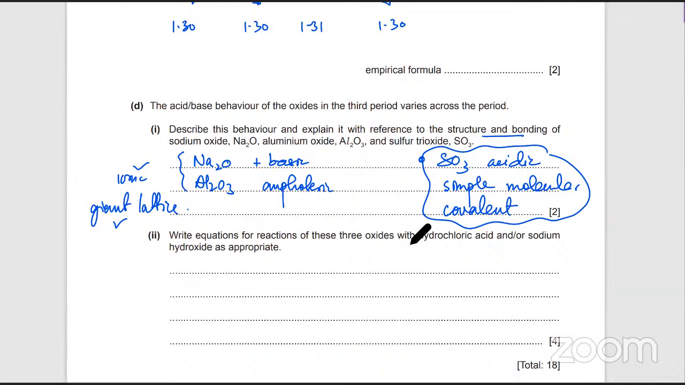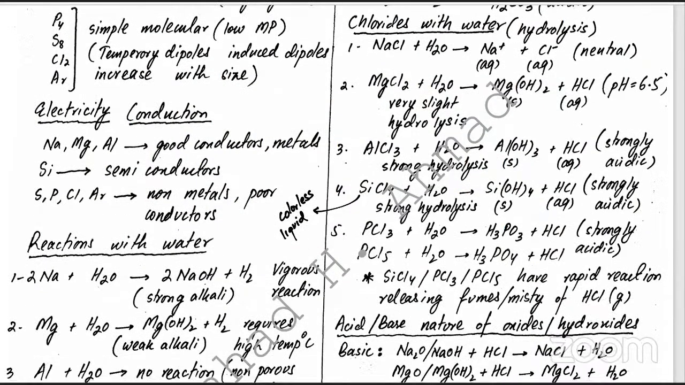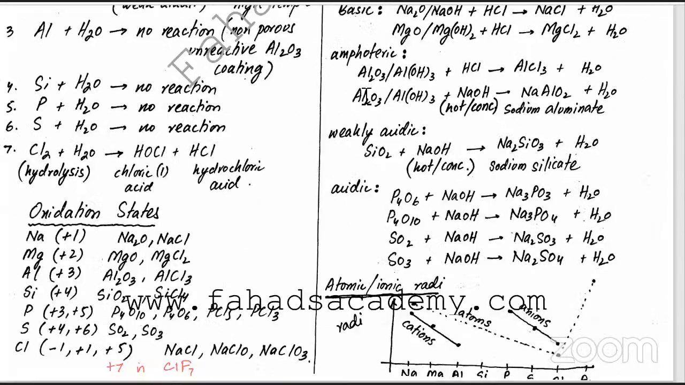Equations for reactions of these three oxides with hydrochloric acid and or with sodium hydroxide as appropriate. So I said the reactions with hydrochloric acid. So Na2O is basic, it will react with HCl, it will form NaCl plus H2O. So then you have Al2O3 that will react with both. Well, basically वहाँ पे equations लिखी हुई है, वही लिखनी है कि Al2O3 कहाँ गई है? Al2O3 will react with both.